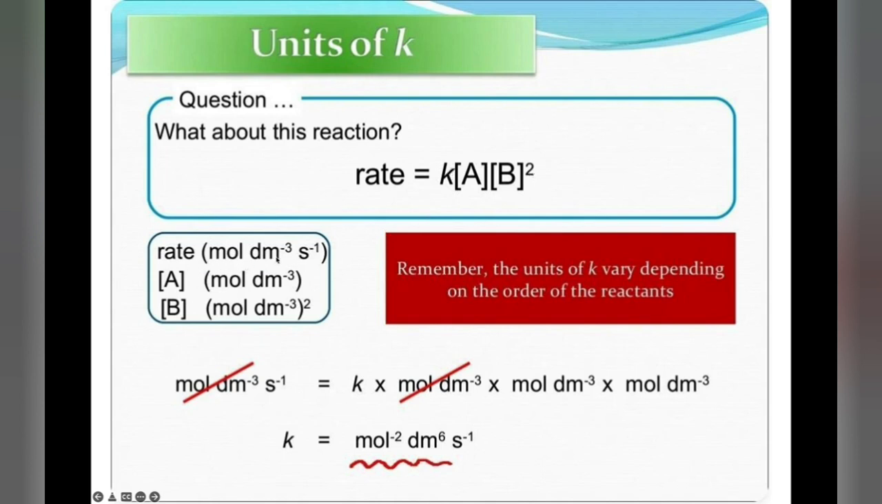The rate is mol dm^-3 s^-1, and A is mol dm^-3, and B is mol dm^-3, it is 2 times. So you put overall 2 times, and you have to always remember the units of K will vary according to the order of the reaction. Now just equate both these. So this comes 2 times, okay. So these get cancelled out and we get K is equal to 2 times dm^-6 s^-1.